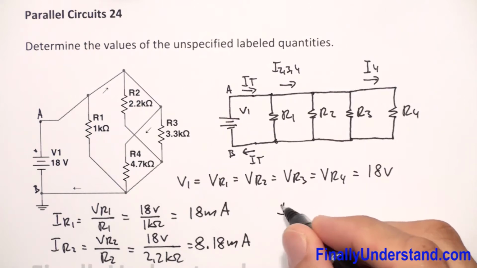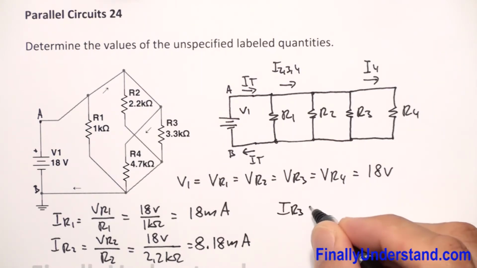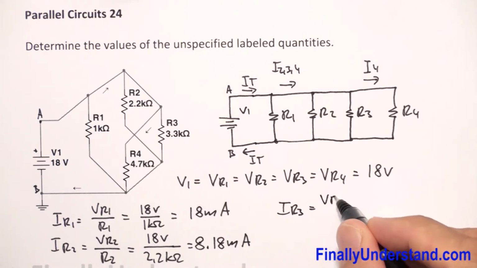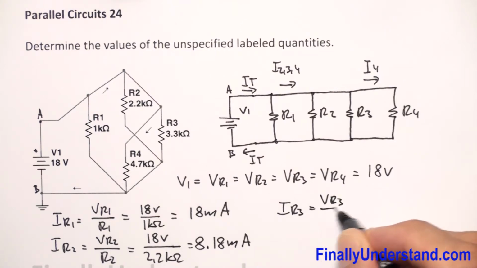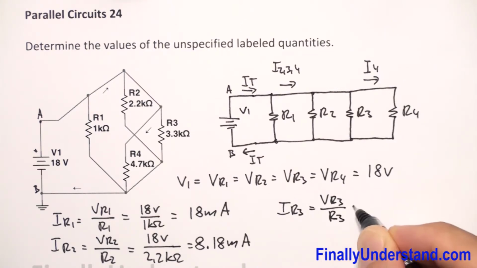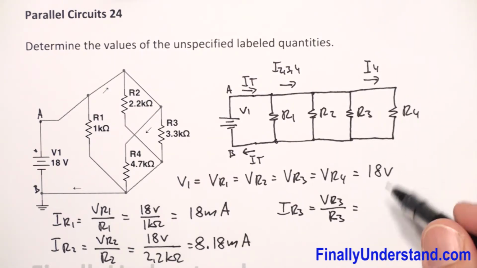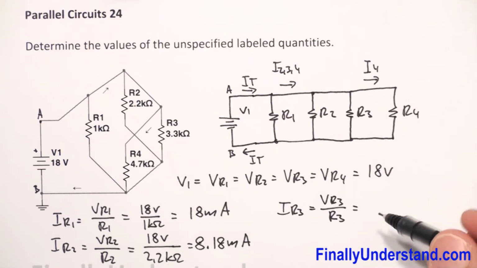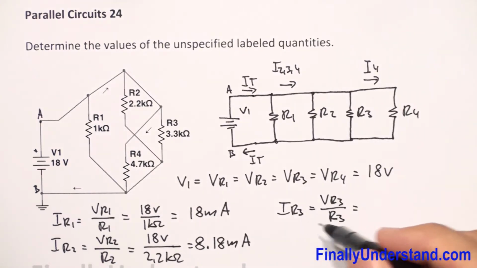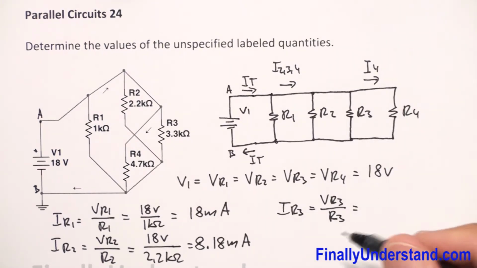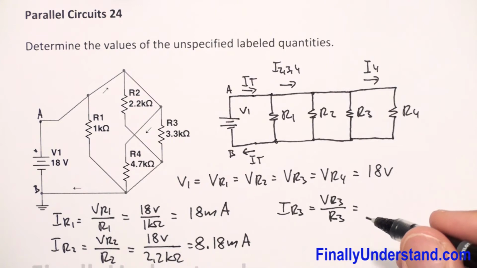Next, I'm supposed to find the current which goes through resistor R3. So I have IR3 is equal to VR3 over R3. Please notice that I always write the formula first, and after that I plug in the values. This way is going to make you better understand the problem, and in the future, if you are supposed to review the material, you are going to know from where you get what.